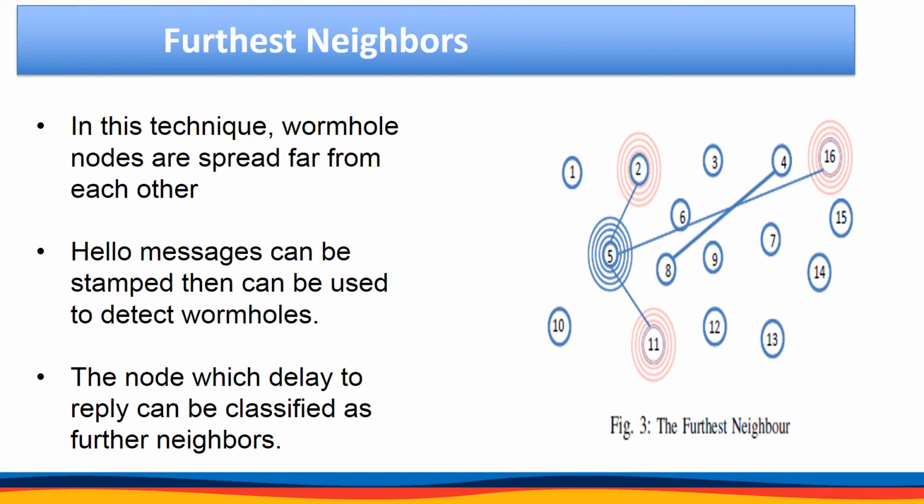The last approach is called farthest neighbors. Within this approach, it has been seen that malicious nodes are spread far from other nodes. We can send a hello message which is time stamped and calculate the time taken to reply to this message. If the replies come so late, those nodes can be tracked and analyzed to see if they are really malicious nodes.